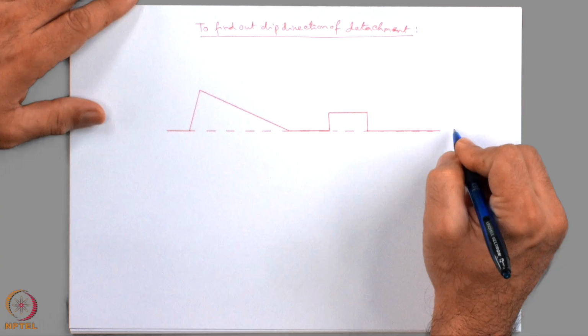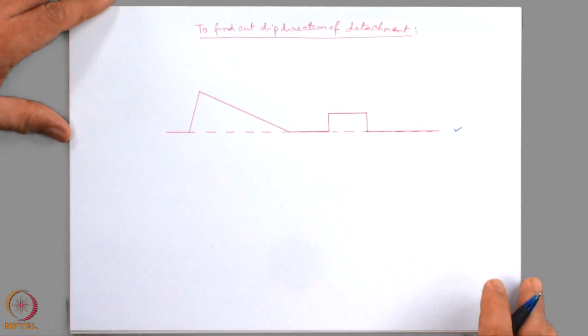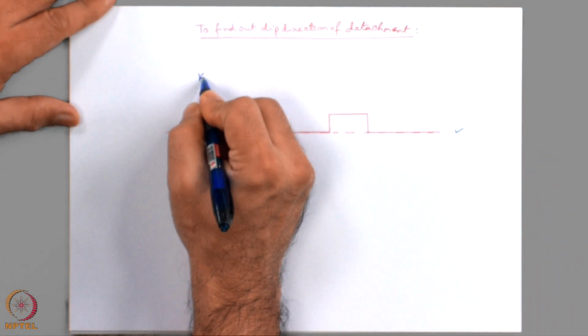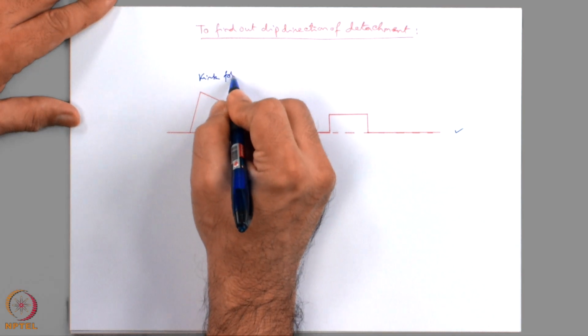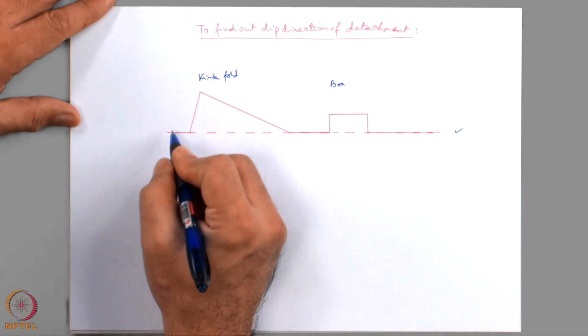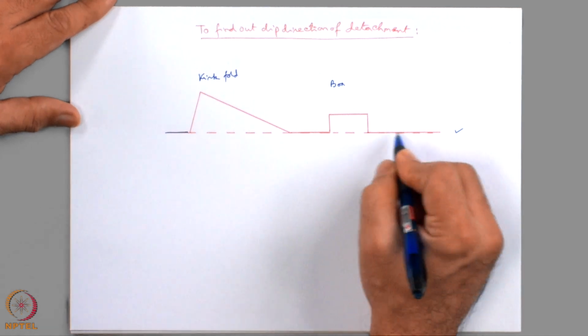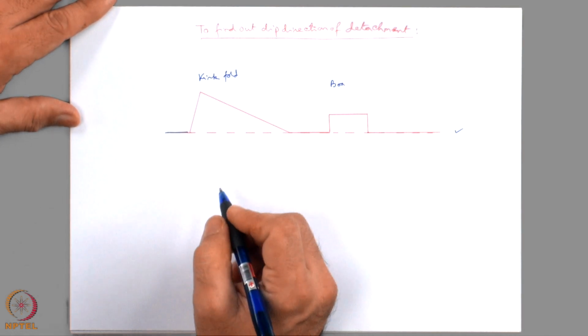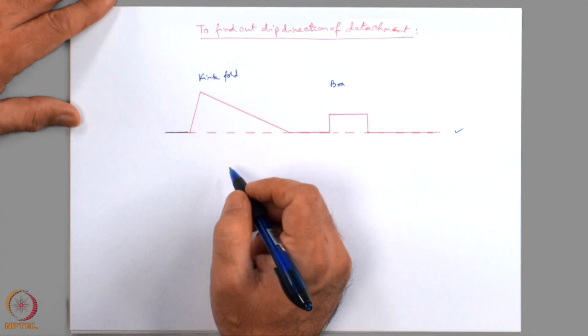Let us take this cross section of a folded layer. This portion we are finding a kink fold, and in this place we are finding a box fold. We are also finding undeformed layers here, here and here. We want to find out the depth direction of detachment. What additional information have we received here?